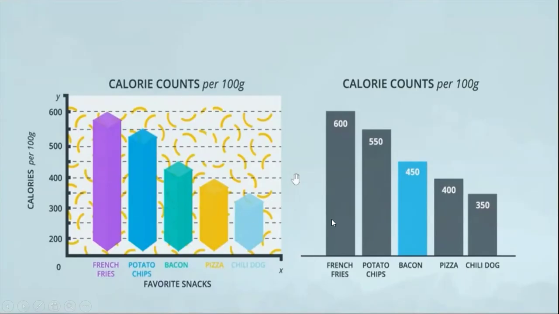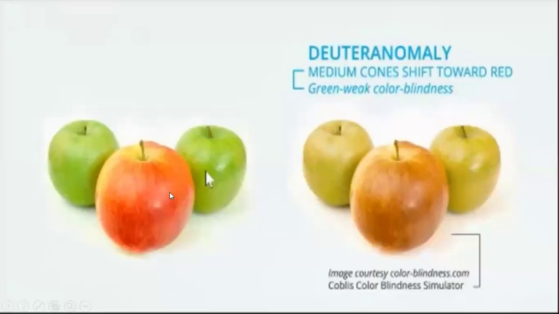This is the correct one. In this correct one, you can see at a glance that French fries has 600, potato chips has 550, then bacon. They highlighted this bacon so that your eye can go to it straight, because I think they want to point out something. The data is about this bacon. Then the pizza has 400. This is very straightforward and clear. At a glance, you can just see the data straight up. But here you struggle very well to see the data that they're trying to make you see.